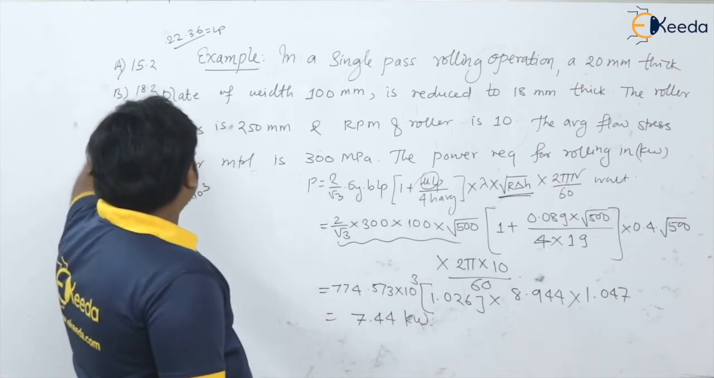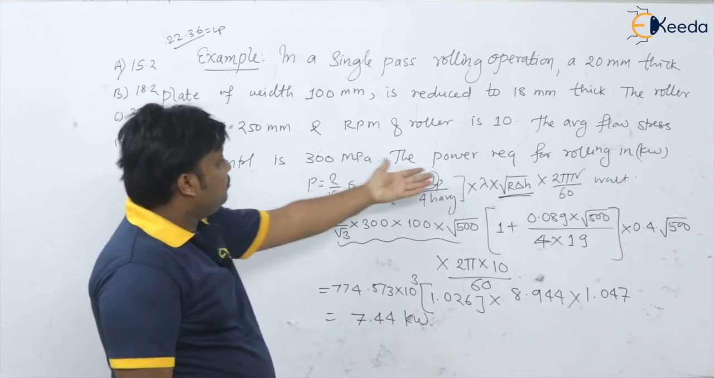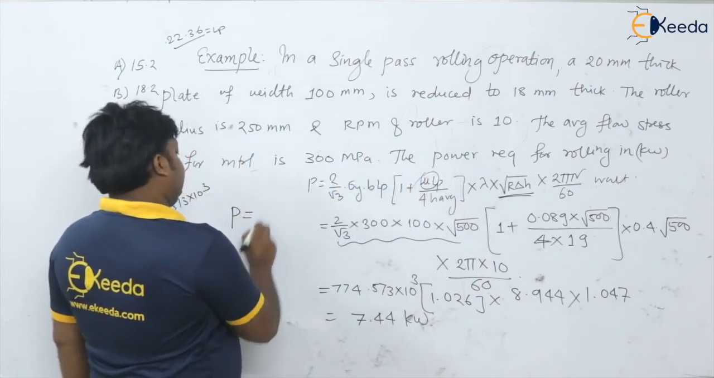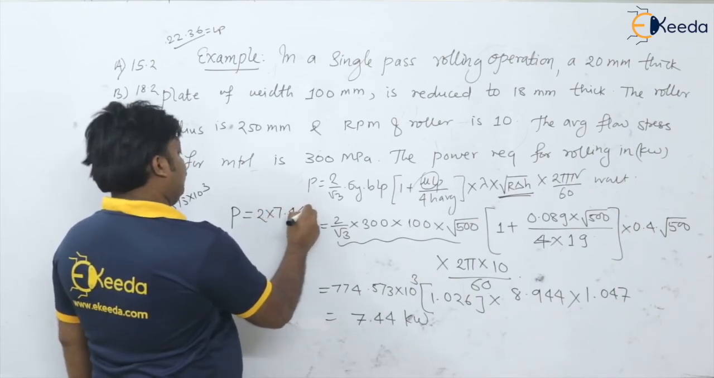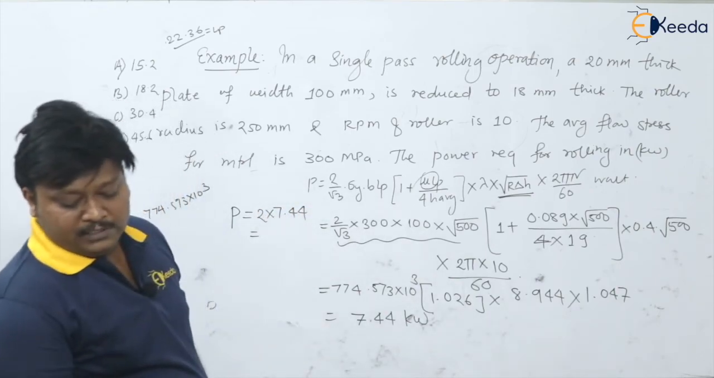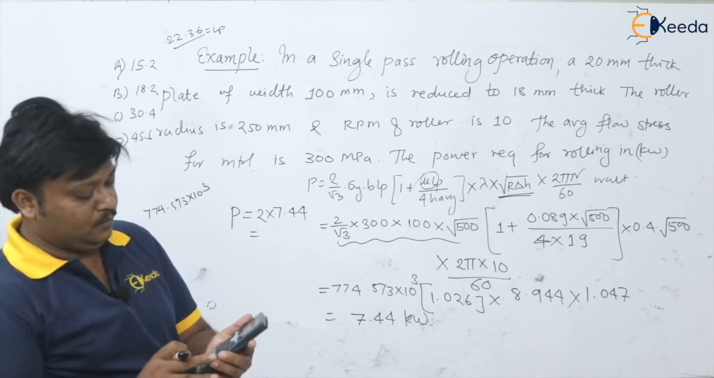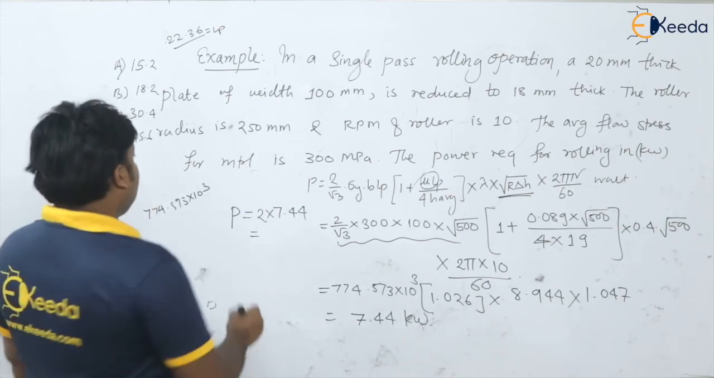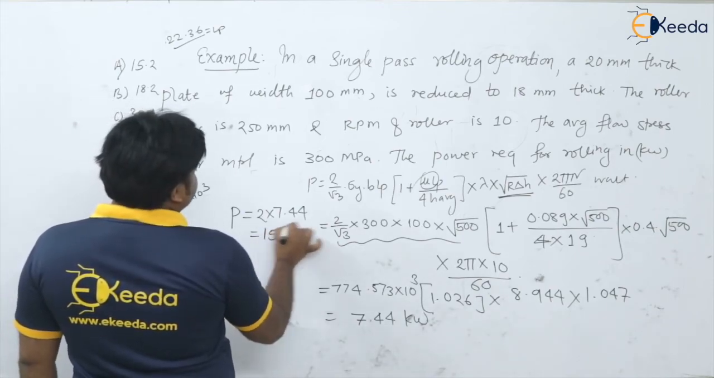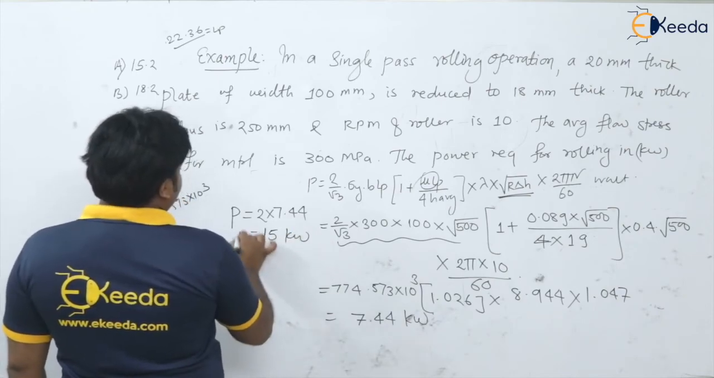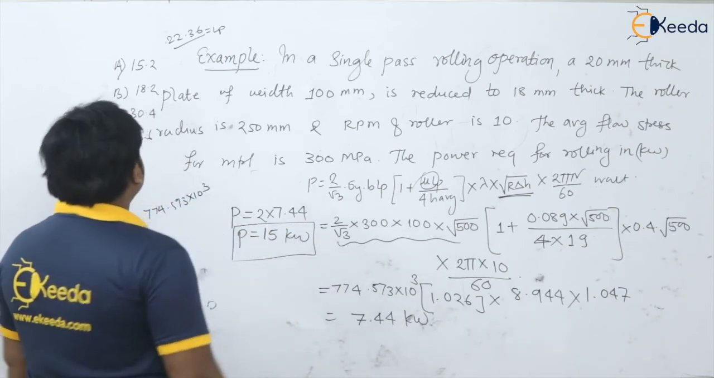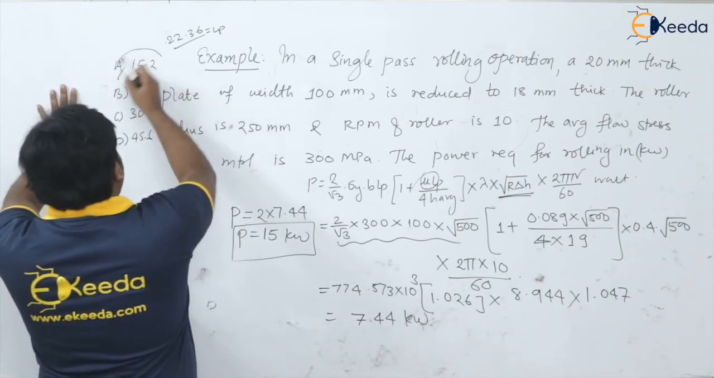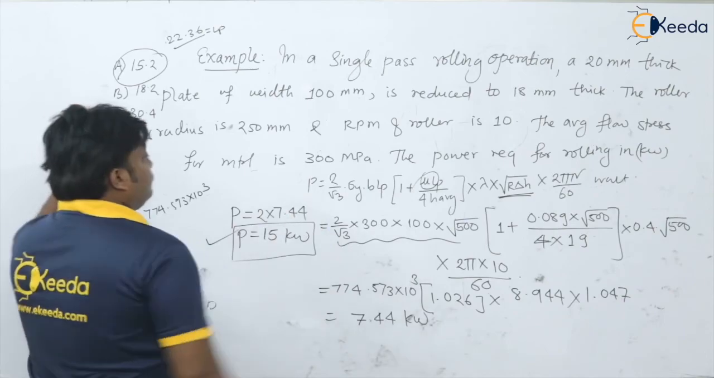Now here they are asking the total power required in the rolling operation, so this total power will be 2 multiplied by 7.44, so it is around 14.88 or nearly equal to 15 kilowatt. Okay, so see here, the nearest answer you have here is 15.2 kilowatt. This is the answer.